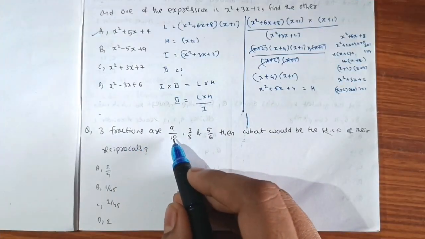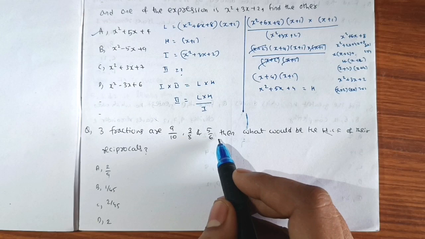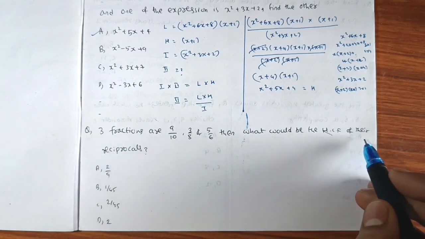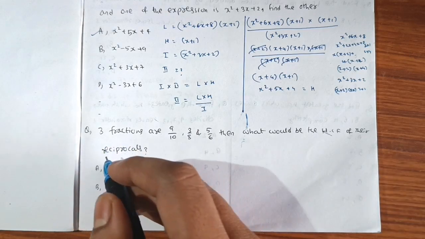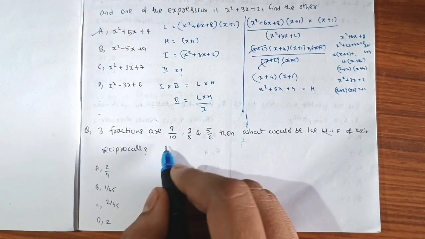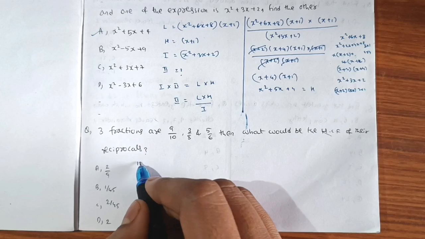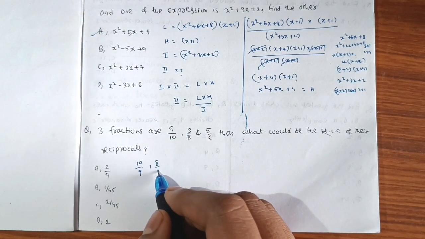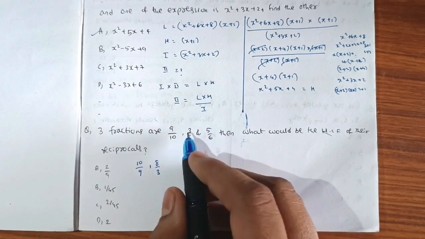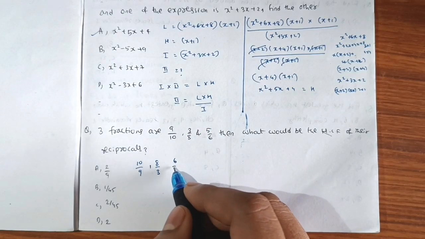Now 3 fractions are 9 by 10, 3 by 8 and 5 by 6. Then what would be the HCF of their reciprocals? We need to find the HCF of the reciprocals. First let us write the reciprocals: the reciprocal of 9 by 10 is 10 by 9, the reciprocal of 3 by 8 is 8 by 3, and the reciprocal of 5 by 6 is 6 by 5.